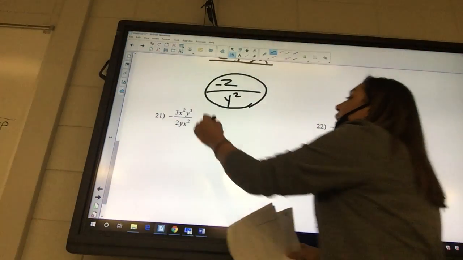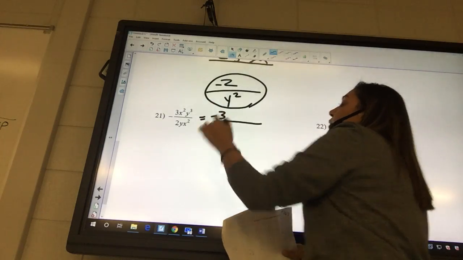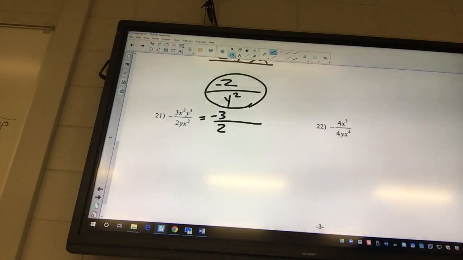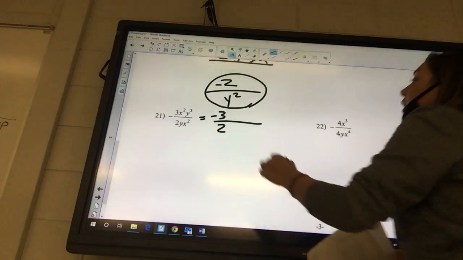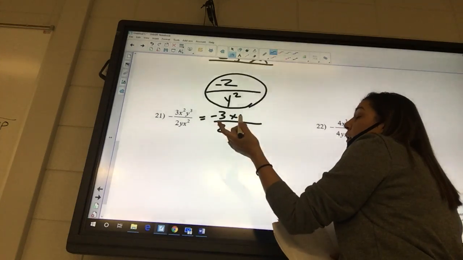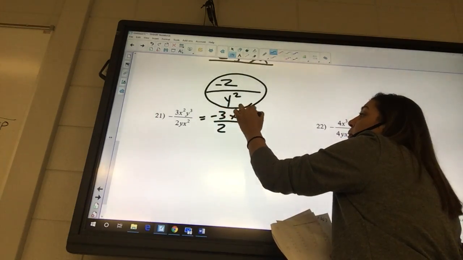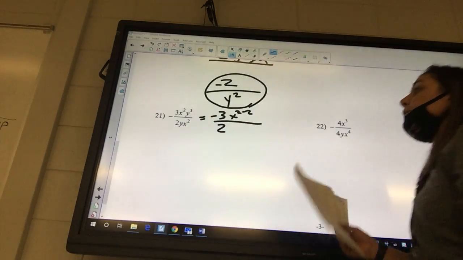Okay, so we got, I'm going to have a negative and a 3 over 2. Because those can't divide, we can just leave them alone. Okay, for the top, I'm going to have x to the, what? 0. X to the 0. It's going to be 0, so it's going to be 2 minus 2, the top minus the bottom.